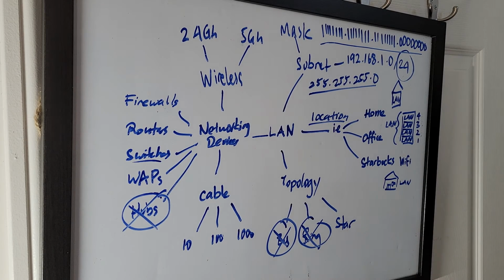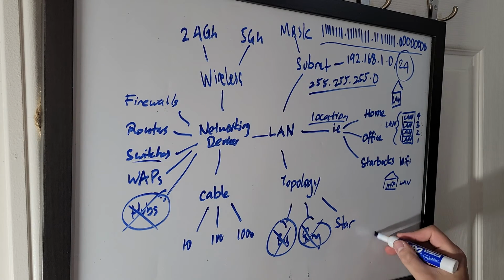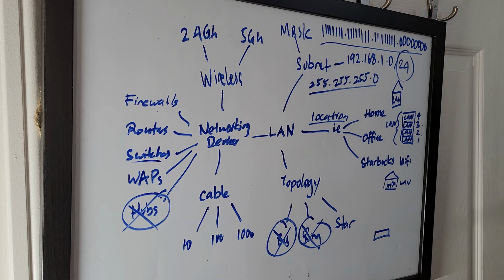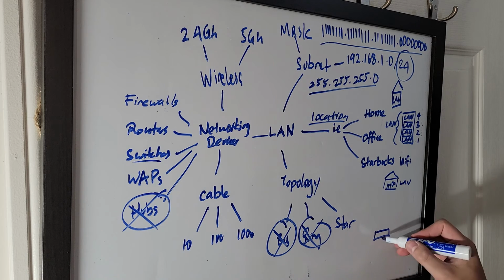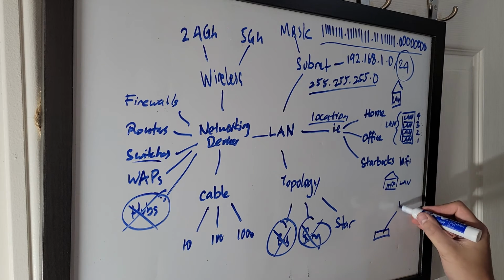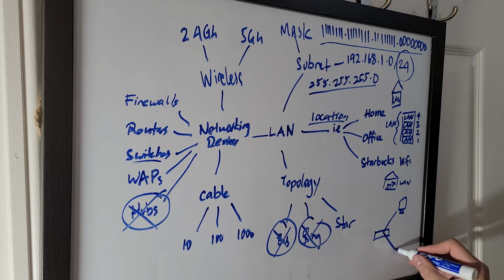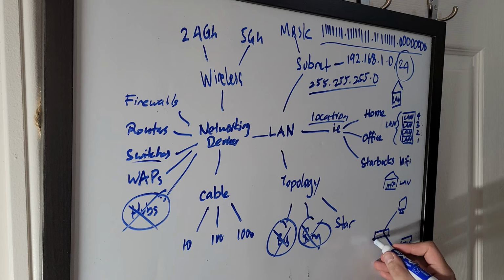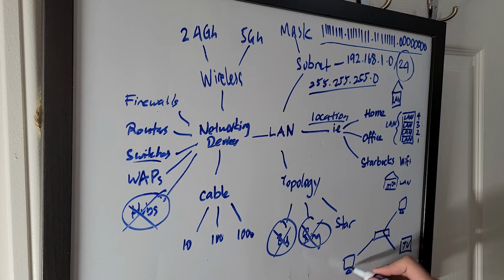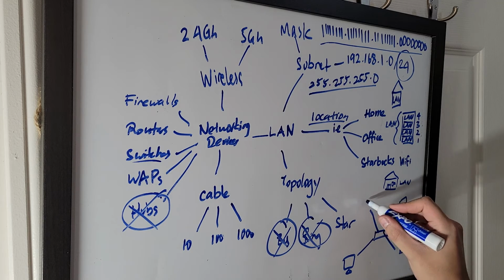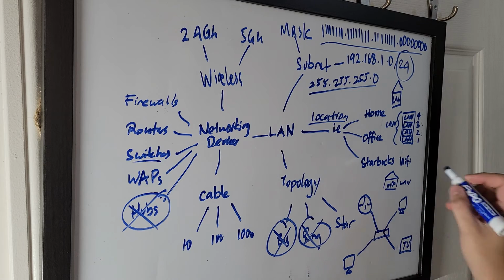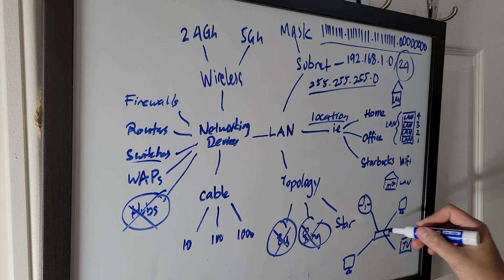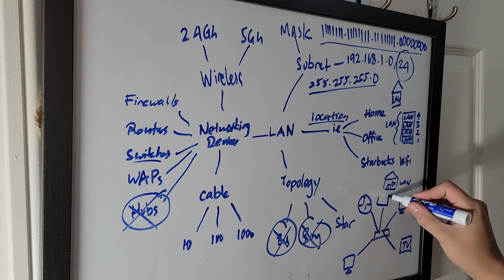What we do use is the star. And we use the star through, let's say, a switch. So here's a computer. Here's a TV. Here's another computer. Here's the router. Kind of like a star. And here's another computer.